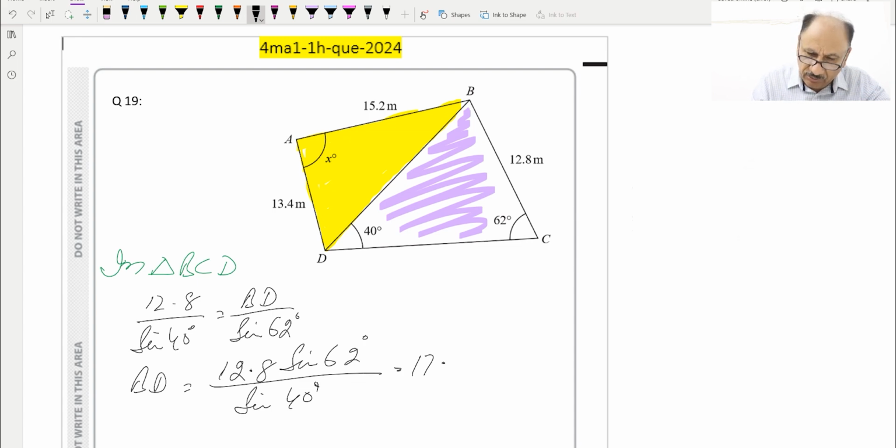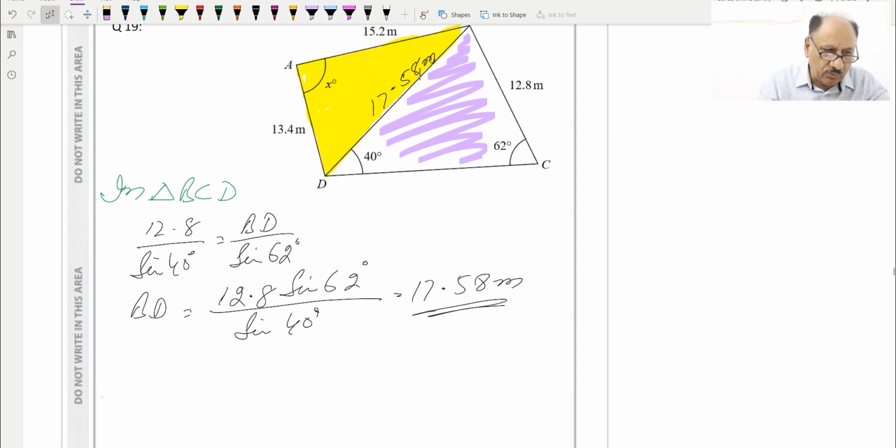So 17.58 meters. This is what we got, BD, 17.58 meters. After getting this one, now we can apply cosine rule to find x value. So cosine rule will be what? Cosine rule we can apply 17.58 square. Angle is required.